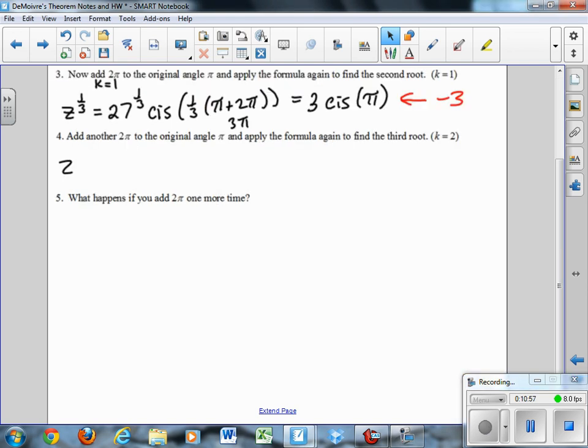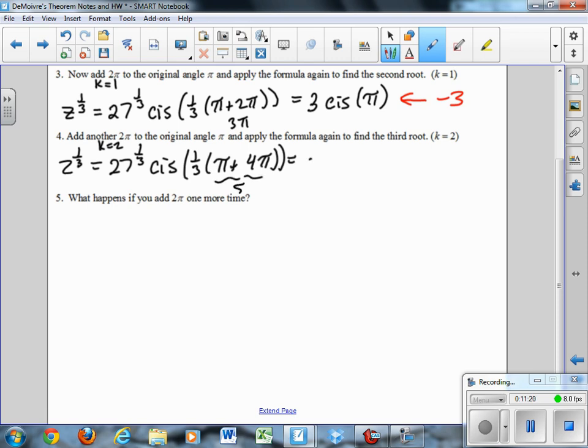Okay, for the third root, we're going to have z to the 1/3 is equal to 27 to the 1/3 cis. Now I'm making the k in my formula 2. So in other words, I'm adding 2 times 2 pi. I'm going to add 4 pi this time. So 1/3 times pi plus 4 pi, which is the same thing, this is 5 pi. So I'm going to say 27 to the 1/3 cis 1/3 times 5 pi is 5 pi over 3.